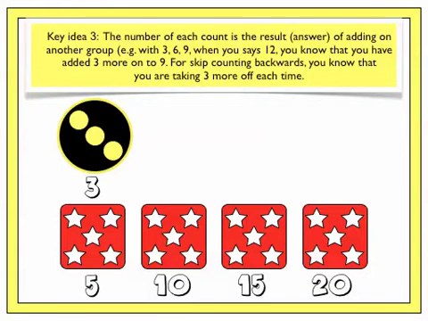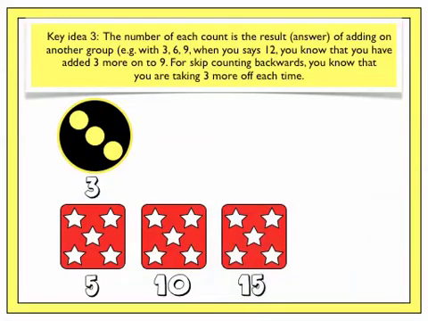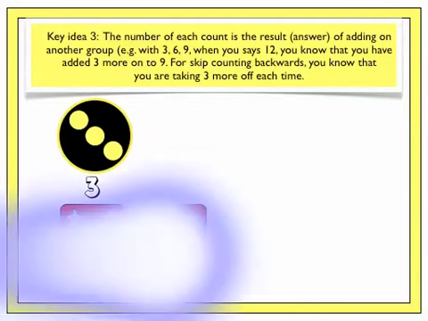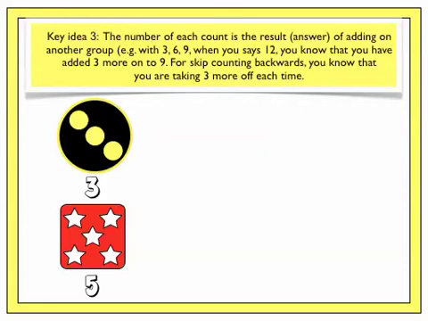Let's try that again with the 5s. Again, you have one group with 5 stars. By adding on another group, you get 10. Plus another 5 is 15. Plus another 5 is 20. Now skip count backwards, starting with 20. Subtract one group of 5 stars, and you are left with 15. Subtract another group, and you are left with 10. Subtract another group, and you are left with 5.